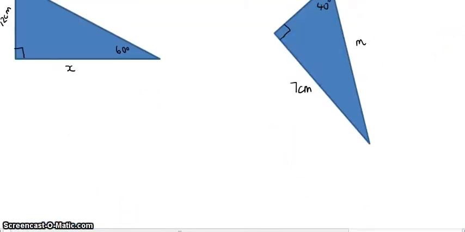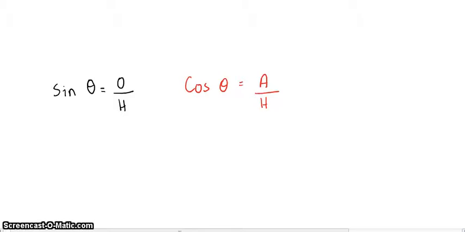Let's talk about those ratios for a minute though, before we do that. There's an easy way to remember what each of these ratios involve. So let's just talk about them first. Sine theta is opposite over hypotenuse. Cos theta is adjacent over hypotenuse. And tan theta is opposite over adjacent.